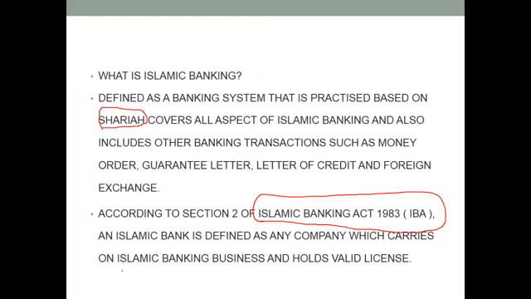So it's actually defined as a company which carries on Islamic banking business and holds a valid license. The keyword here is the license from Bank Negara, right? You cannot just open a bank, and you also perform Islamic banking business. So this is a simple definition from the Act. In other words, yes, you can operate an Islamic bank if you are given the license to operate from the Central Bank of Malaysia.